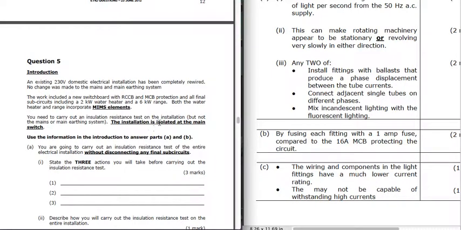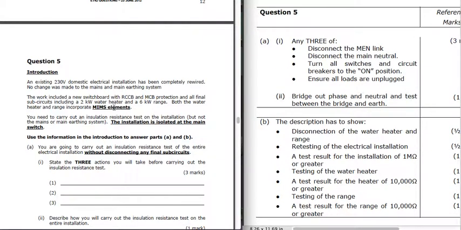Number 5, we've got an electrical installation that's completely been rewired. We've put a new switchboard in with RCCBs and MCBs, and we've got a 2 kilowatt heater and a 6 kilowatt range, and both of those have got MIMS elements. So there's that MIMS again. So we're not looking for 1 mega ohm insulation resistance, we're looking for 10 kilo ohms, 10,000 ohms. The installation is isolated at the main switch. You're going to carry out an insulation resistance test of the entire installation. So you've got the installation plus those 2 heaters, the heater and the range.